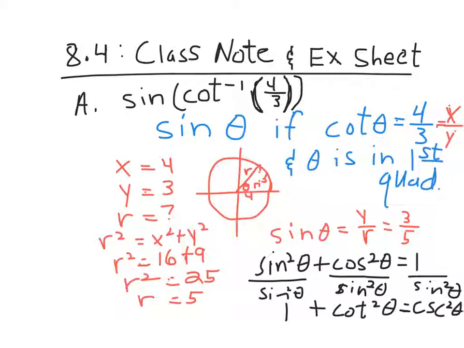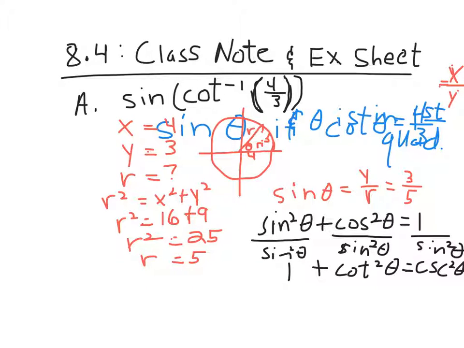You should be able to first figure out what the cosecant of theta is. And once you know the cosecant, then you can, of course, flip it over and figure out what the sine is, and then you're done. So that is another way to do it. I personally think the x, y, r way is the easiest.